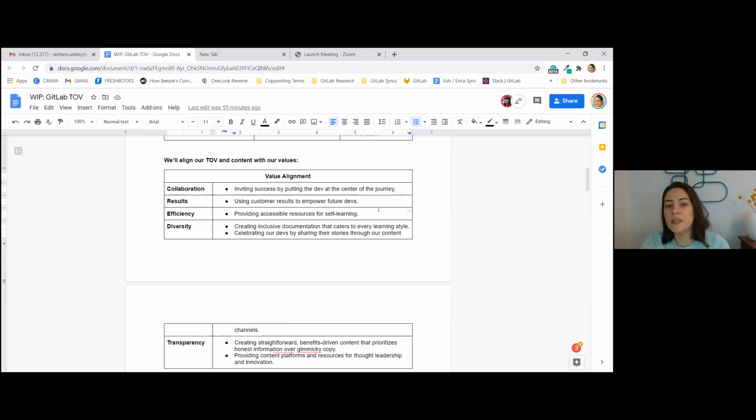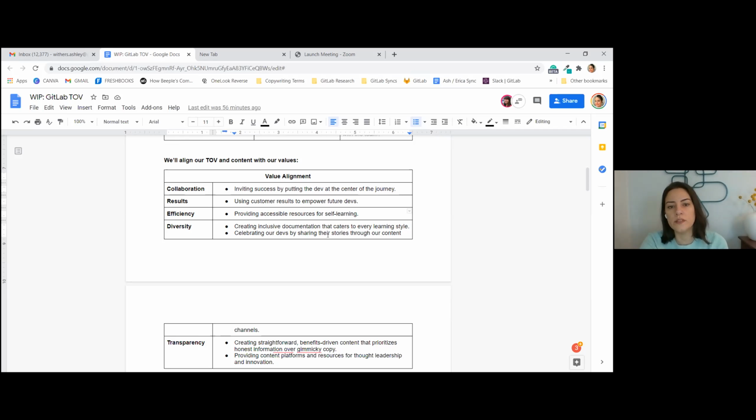Diversity, creating inclusive documentation that caters to every learning style, which I think is important. We can potentially create paths on the website that help lead people in these directions. There was something I was looking at, you may be familiar with Codecademy. I really like how they have a quiz that users can take on the homepage that helps them figure out where to start. And I feel like something similar could be done with the documentation, kind of where to start and how they learn best, and pointing them in the right direction.